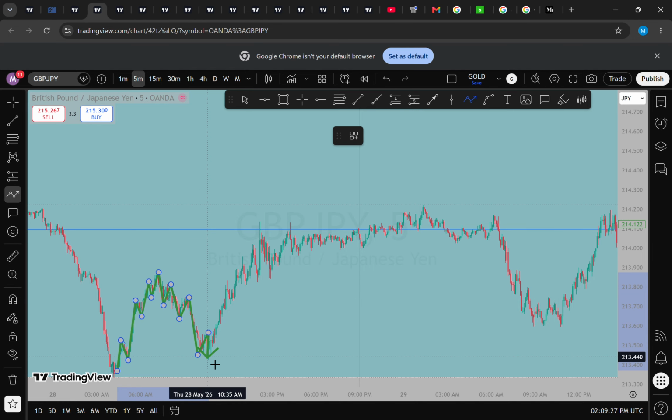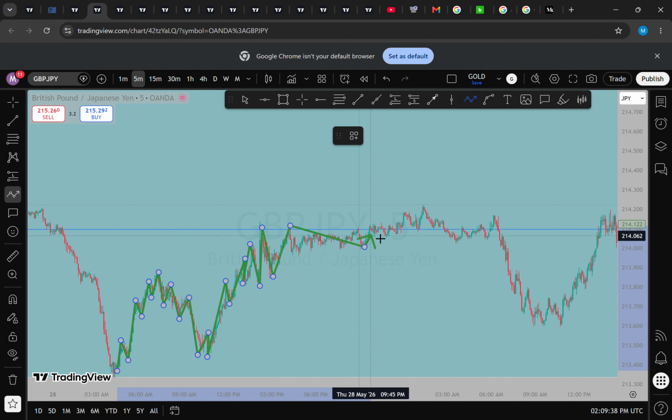All these ones are minor structures. On 5 minutes, minor structures. So you can see character change here. Went back. So all of these are minor structures.